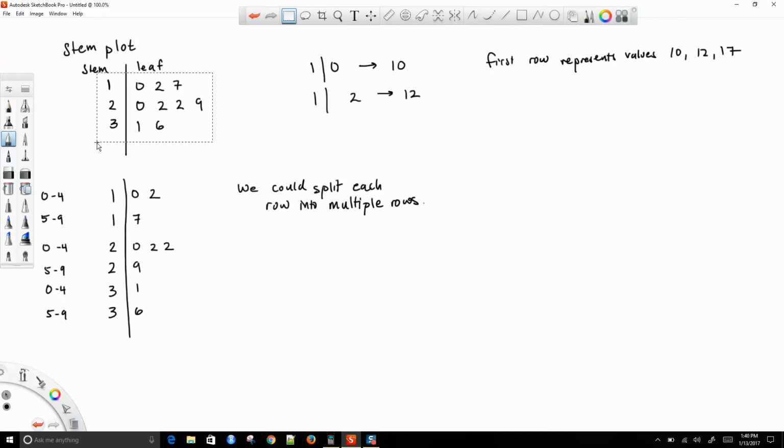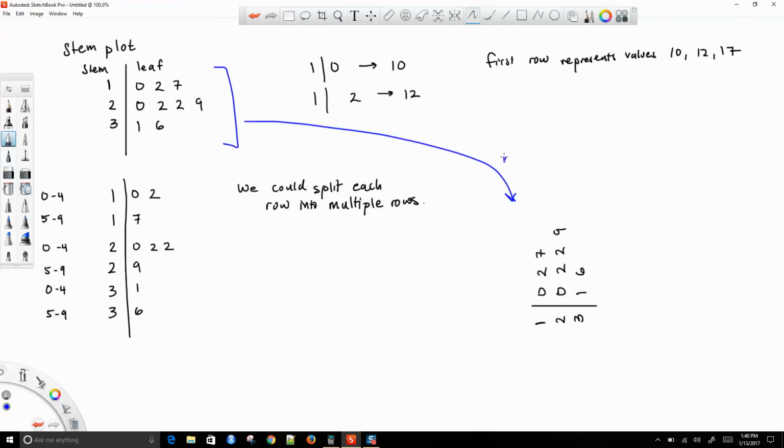When you do the stem plot, they are effectively like histograms. You could just imagine I'm taking the stem plot and I would just rotate it. So we'll just take this thing and rotate it, and now I have effectively what looks like a histogram.